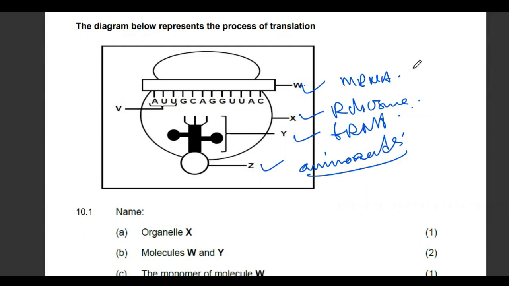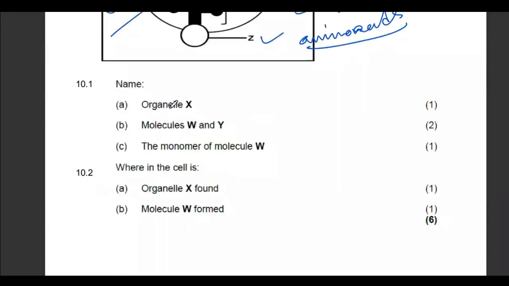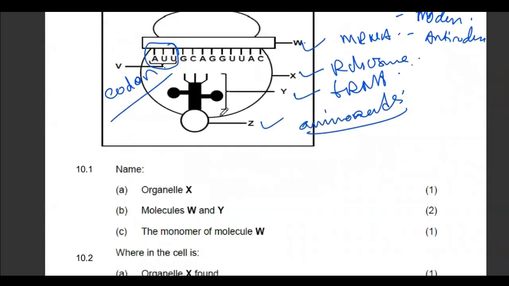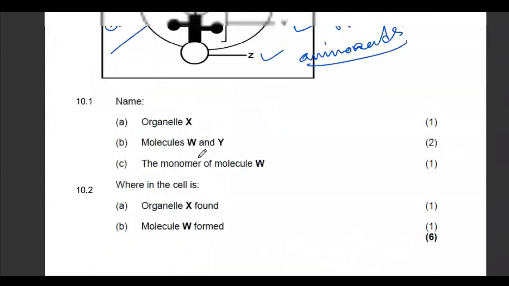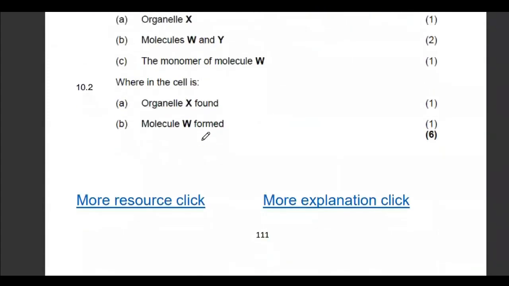So basically, you need to do that. And what is this? These are three bases, so these are codons. Remember, the three bases on the DNA, we call them codes, and the three bases on the messenger RNA, we call them codons, and the three bases on the transfer RNA, we call them anticodons. Organelle X, what is organelle X? We have seen all the questions. When you start by trying to label them, you'll be able to answer all the questions.